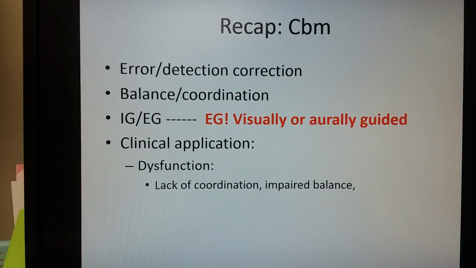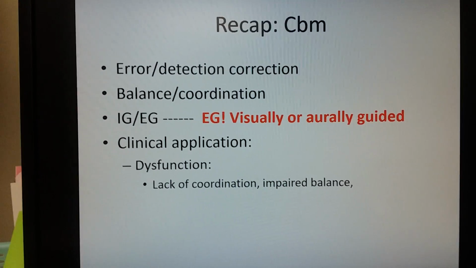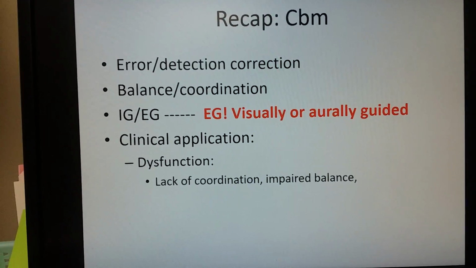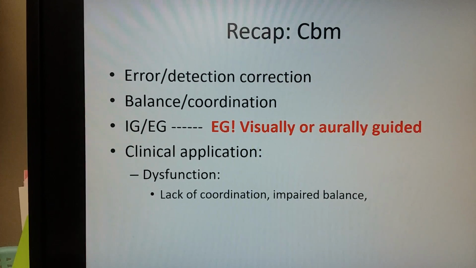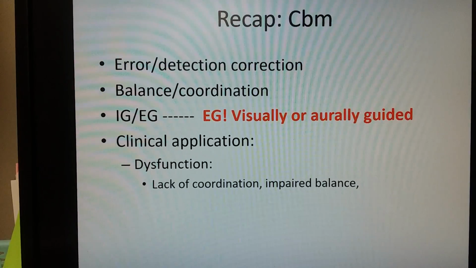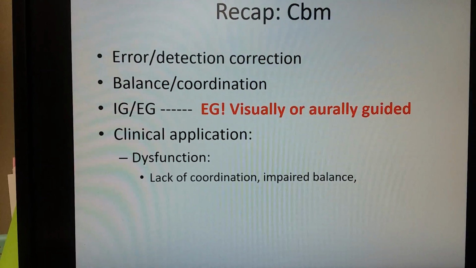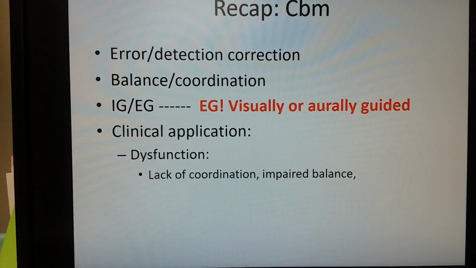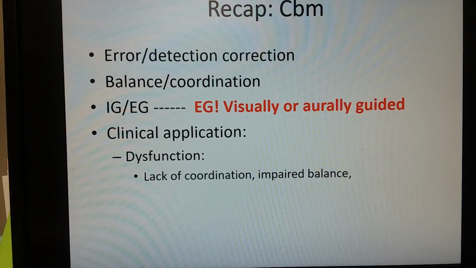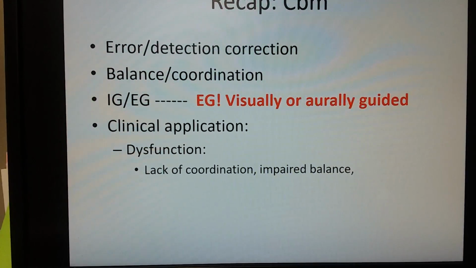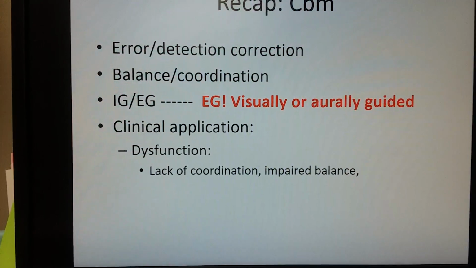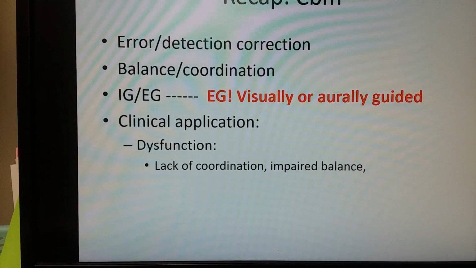Okay, so let's recap from last class where we talked about the cerebellum. We talked about its role in error detection and correction through all of its connections with the visual system, vestibular system, and its influence on the cortex. It is heavily involved in balance and coordination.